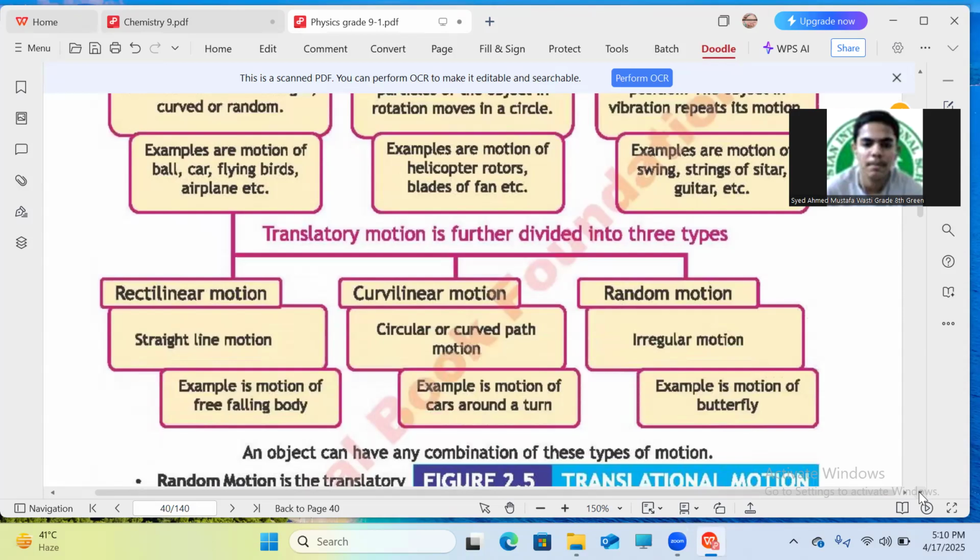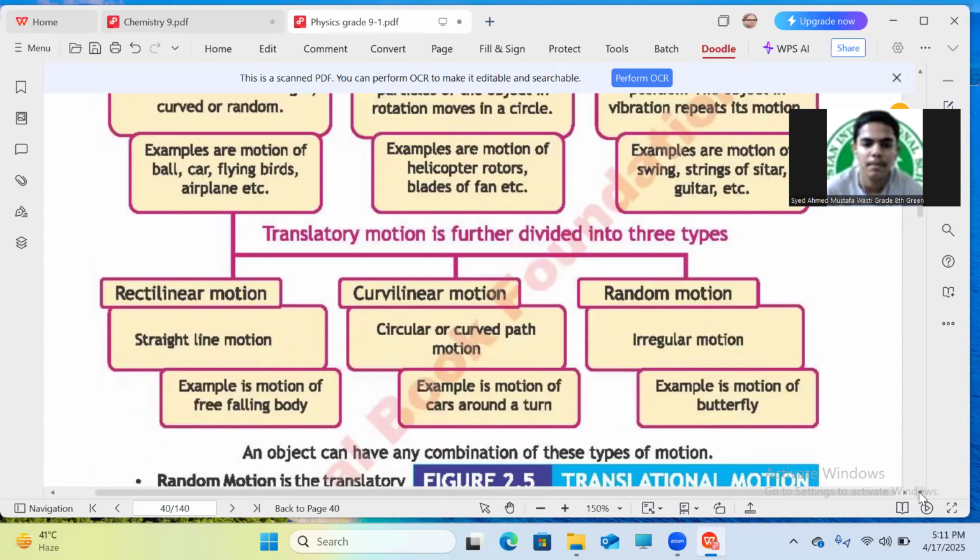So these are the examples of random motion, and you can add more. The first one is cloud. The second one is kite flying. The third one is stones that were thrown on the floor. And the fourth one is given in your textbook, that is the motion of a butterfly. Okay.